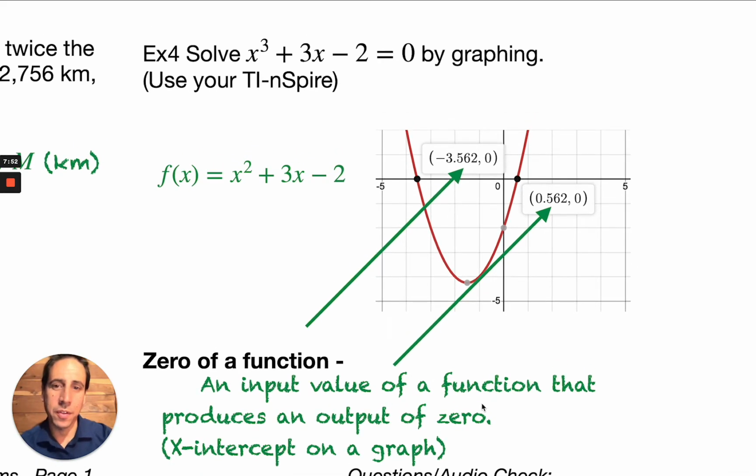Any input value of a function that produces an output of 0, which on a graph would be the x-intercept. So finding x-intercepts is incredibly important. The 0 of a function is a number. So 0.562 is a 0. Negative 3.562 is a 0 of the function. This function right here, if you take either of those two numbers and put it in for x, calculate it out, you'll get 0 as the answer. More or less, because we rounded.